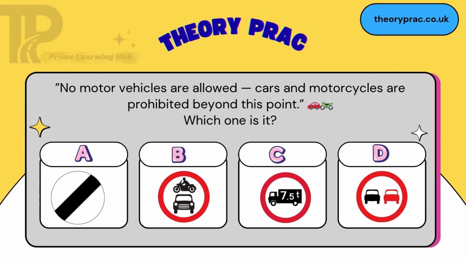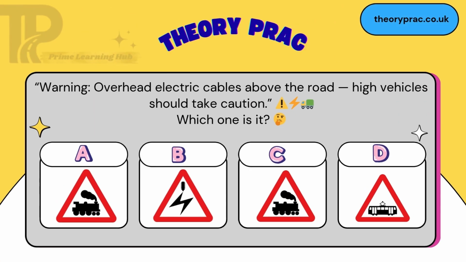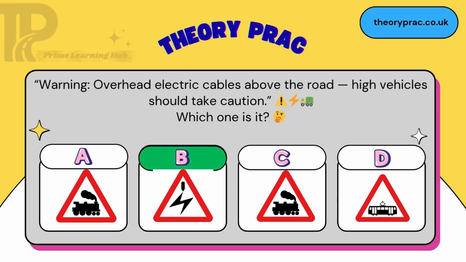No motor vehicles are allowed. Cars and motorcycles are prohibited beyond this point. Which one is it? The correct answer is B. Warning. Overhead electric cables above the road. High vehicles should take caution. Which one is it? The correct answer is B.